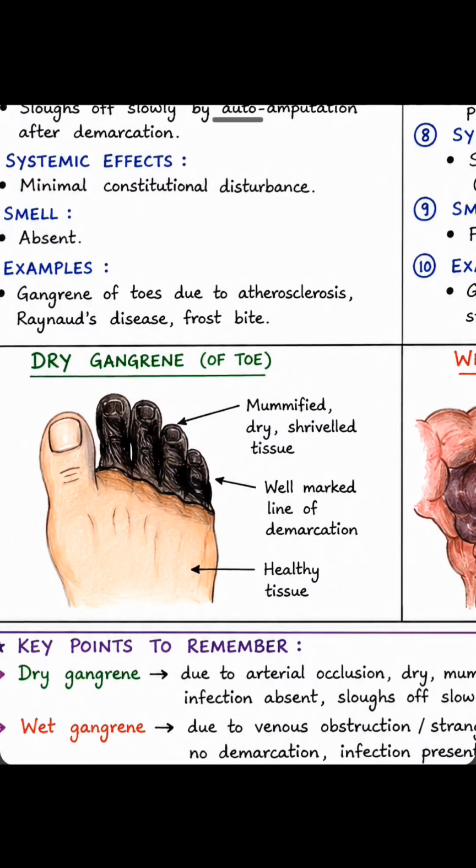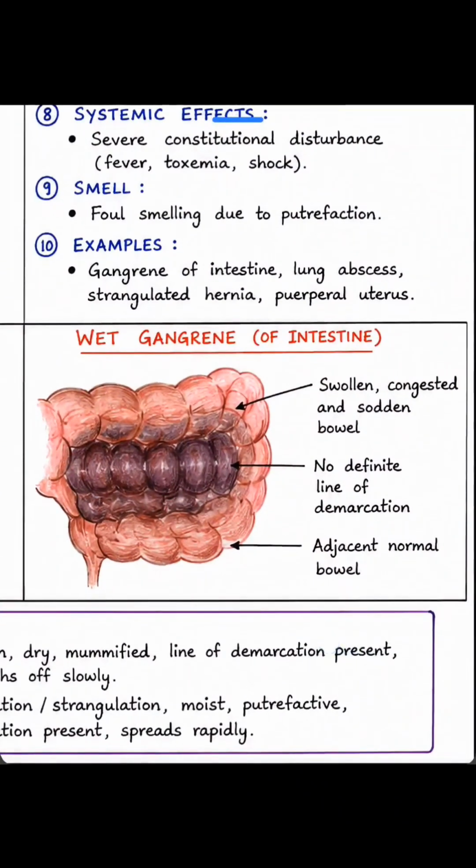Whereas the wet gangrene of the intestine looks bloated and purple black with absolutely no clear line of demarcation. To sum it up for your exams: dry means dry, shriveled and well demarcated. Wet means wet, swollen, infected. Gas means gas in tissues with crepitus, and damp means dry gangrene that converted to wet due to secondary infection.